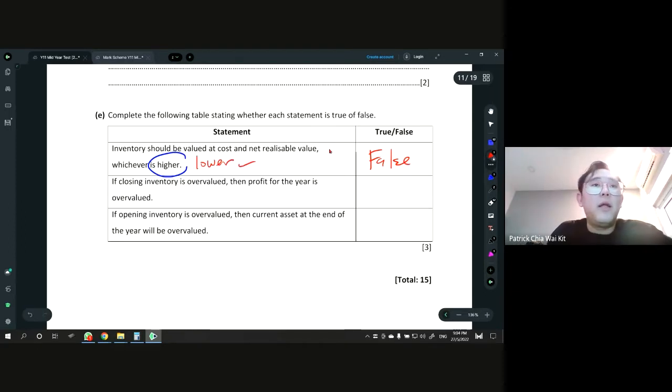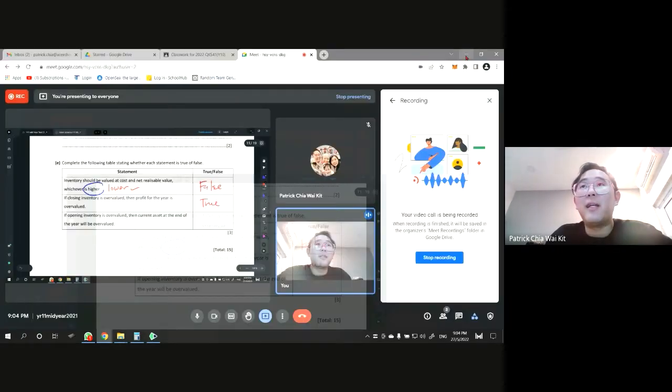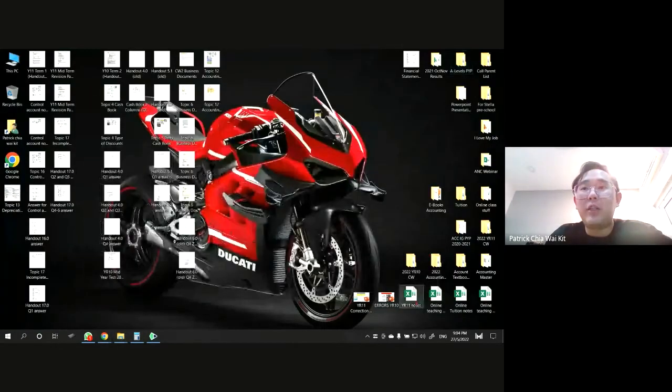Okay, and after that, if closing inventory is overvalued, then profit for the year is overvalued too. Well, this is true. This is a true statement, right? I guess it will be faster to show you using the notes again, because all these notes, you guys should have it.